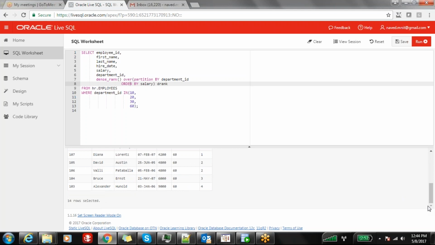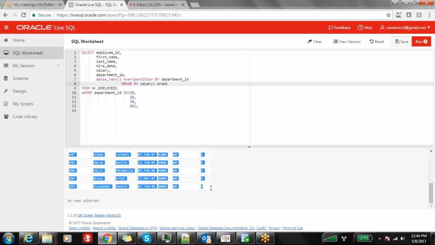Let's go to the last partition. In the last partition, we need to check the behavior of the dense rank when the rows have the same salaries. So if you see, the first row will get the first rank, the second row will get the second rank, but when it comes to the third row, it has the same salary as the row which has the dense rank of 2.